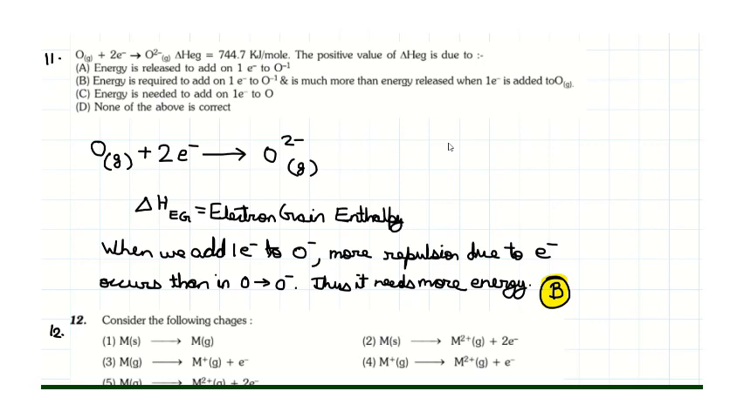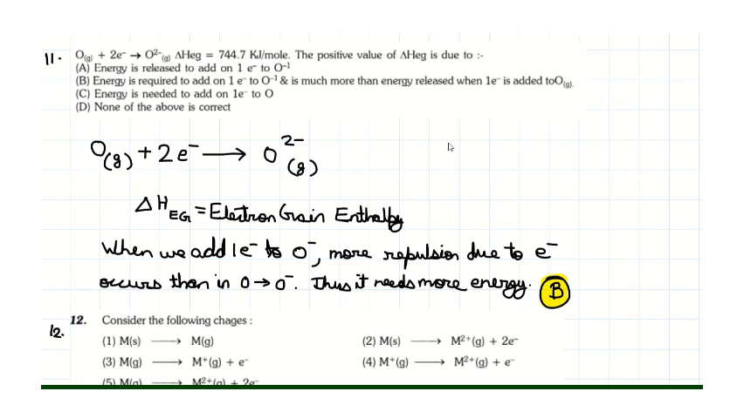The first question for this video is: oxygen in gaseous form plus 2 electrons gives O2 minus in gaseous form, and the electron gain enthalpy is given as 744.7 kilojoules per mole. We need to find why the value of this energy is positive.